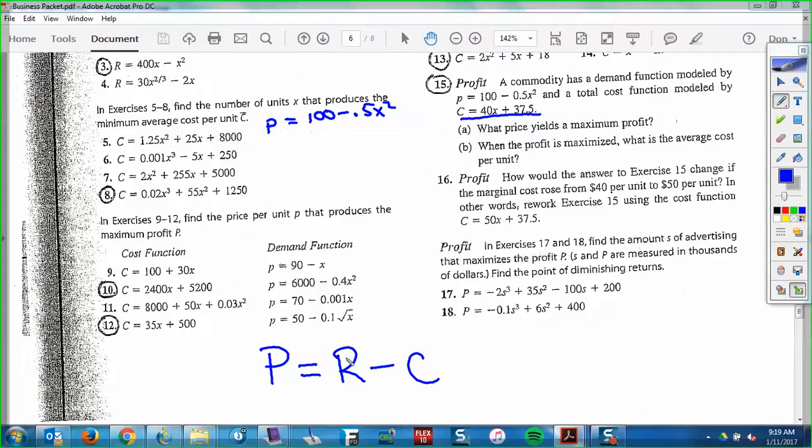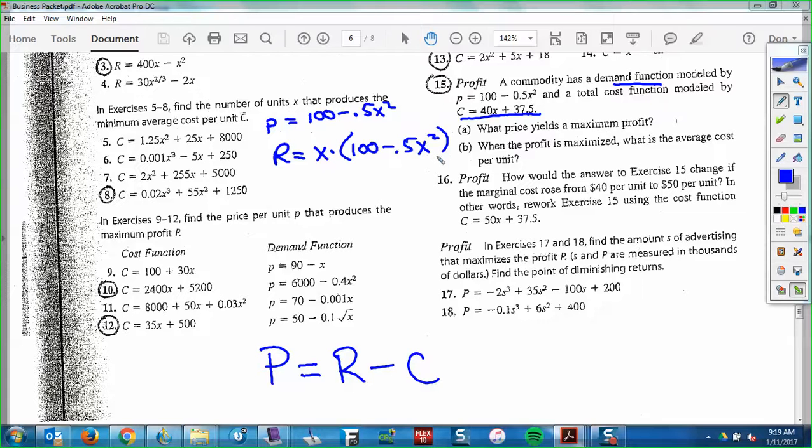Now, what was the revenue equation? The revenue equation was the money you bring in. Well, this is the demand function, which means the price per unit. So what was the revenue? It was number of units times the price per unit. So if you sell them for $100 and you sell one of them, your revenue's 100. You sell 2 of them, your revenue's 200. You sell 3 of them, your revenue's 300, right? Your number of units. So our revenue function is X times 100 minus 0.5x squared.